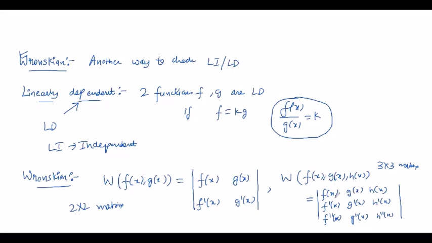So once you are able to construct the Wronskian for a given number of functions, then you can use this result to identify whether the given functions are linearly dependent or independent. So I'm giving you the result in the context of differential equations, right? Now we'll make a connection with the differential equations.